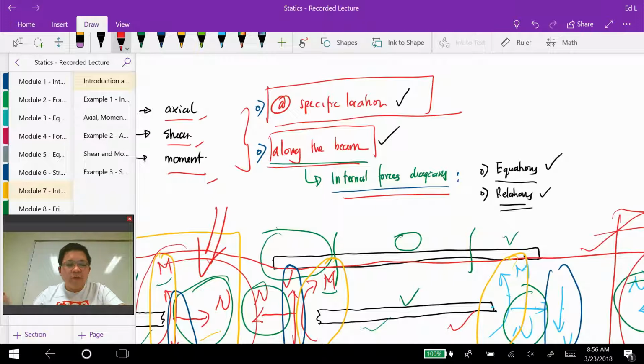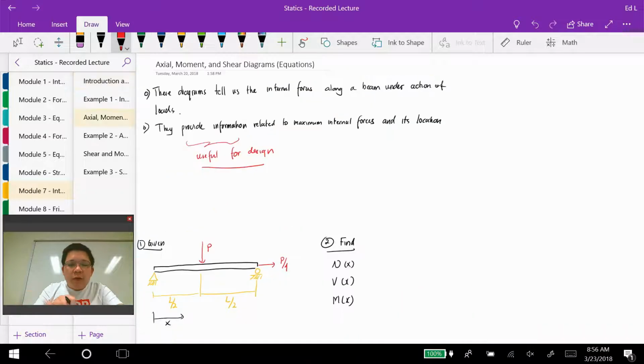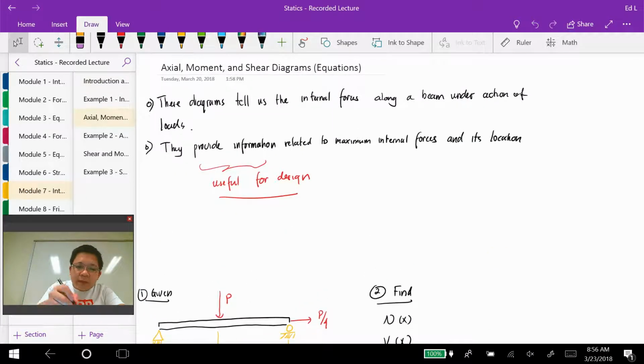To develop the internal force diagrams, whether it's axial, shear, or moment, we will discuss two methods in this module. The first one is using the equations, and the second one is using the relations. This lecture and the next lecture are going to focus on how to develop these internal force diagrams using the equations.